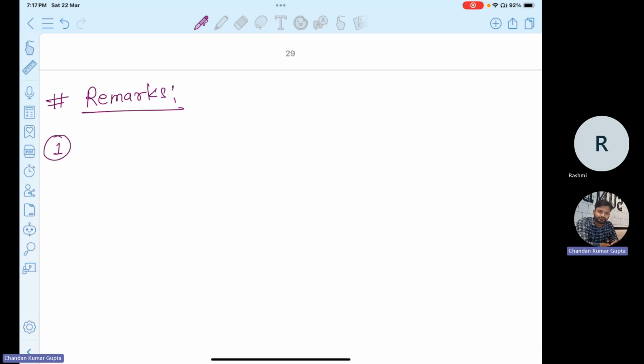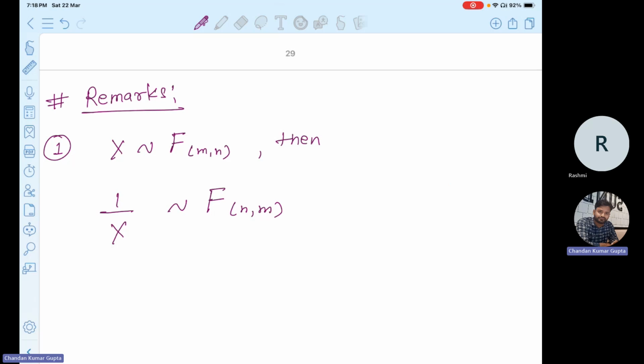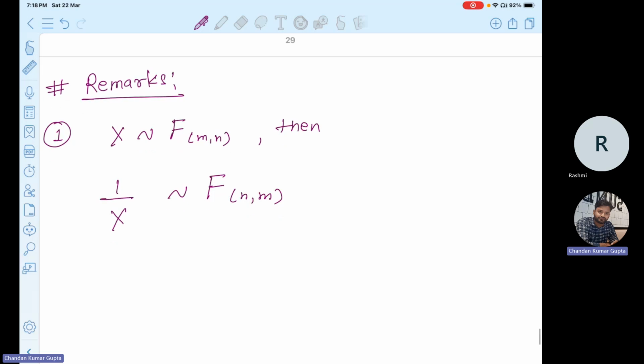Suppose x is a random variable which follows the F distribution with degrees of freedom m and n. Then the random variable 1 by x follows the same F distribution with degrees of freedom n and m. So just the degrees of freedom reverse. If m and n is there, then the reciprocal follows F with n and m. So this is one of the properties of the F distribution.